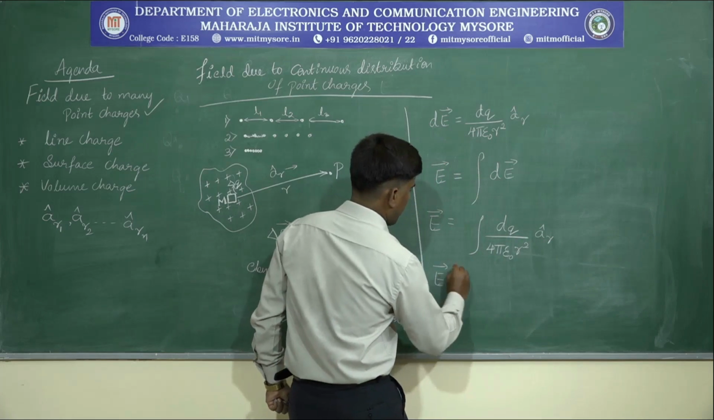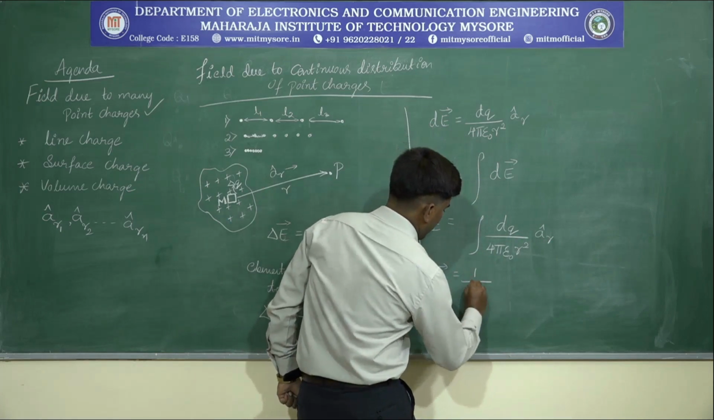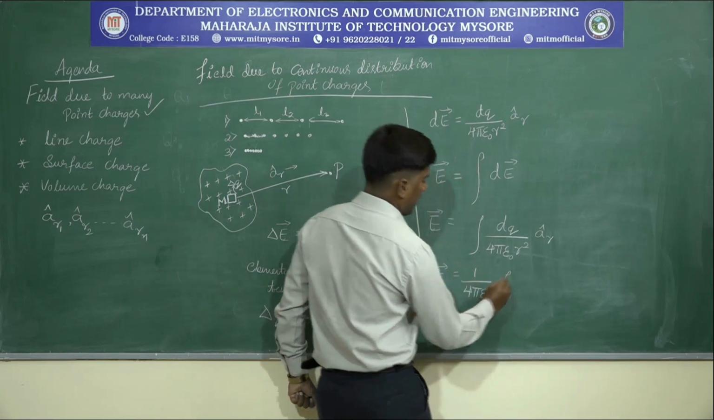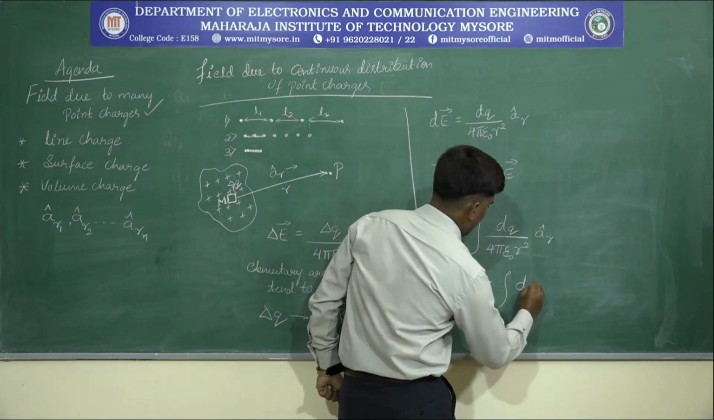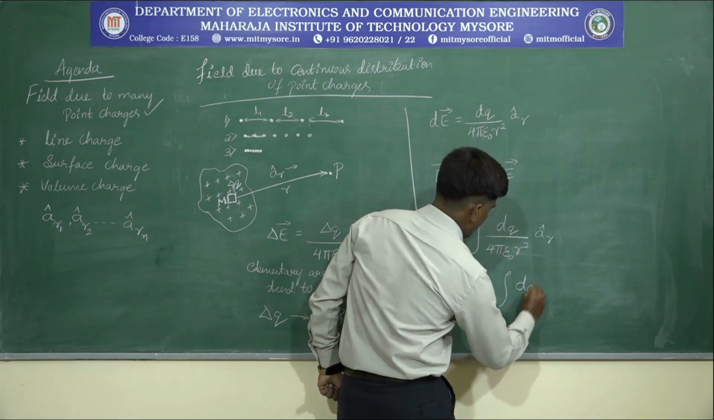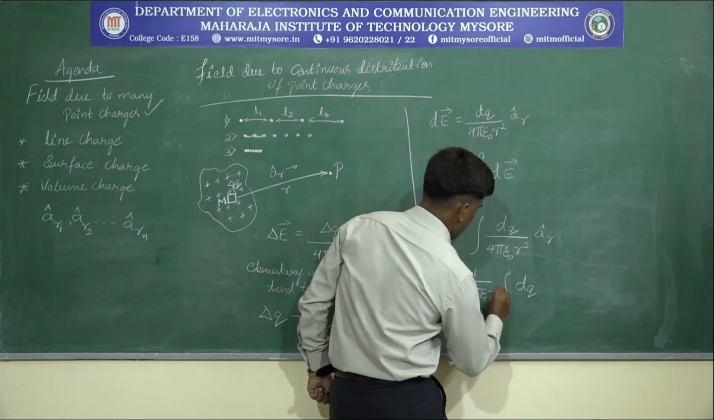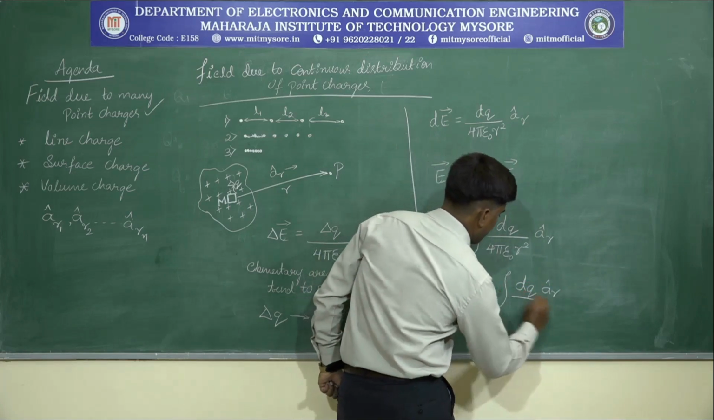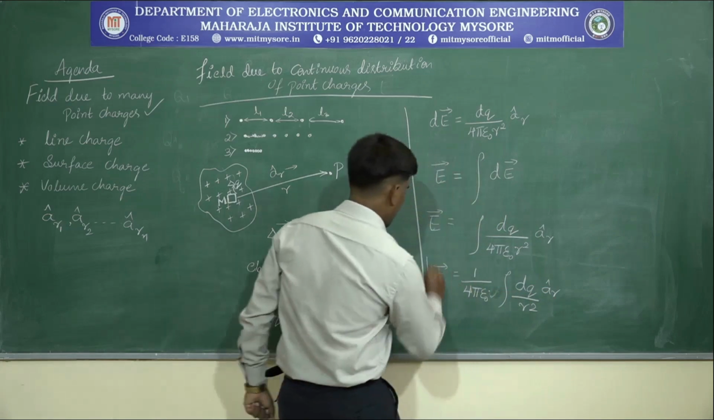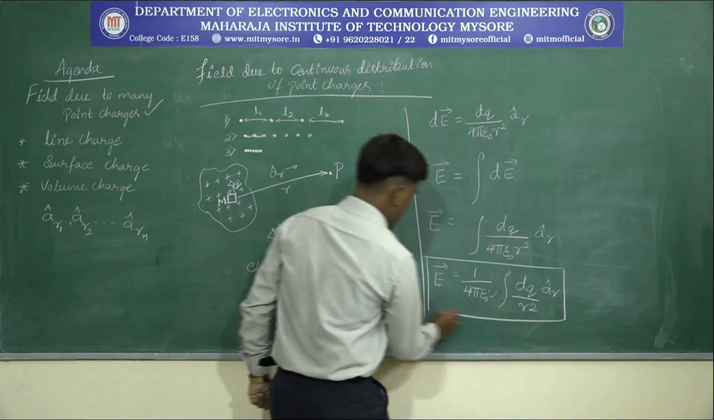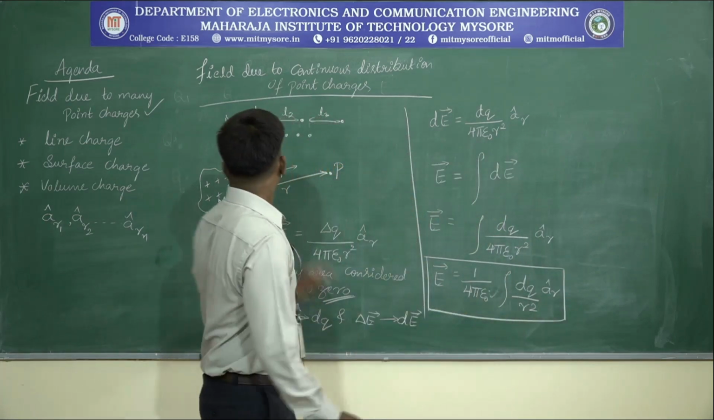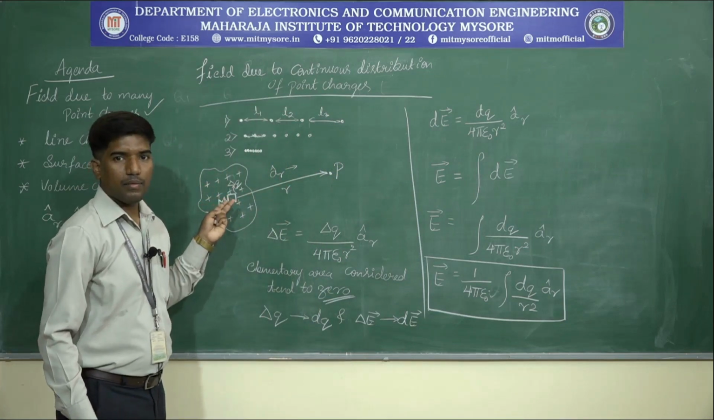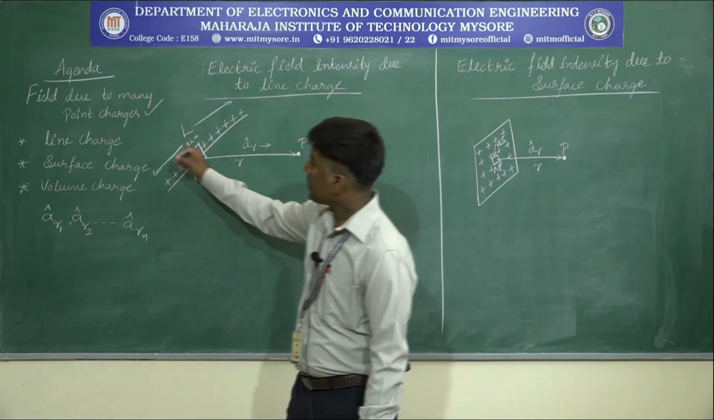Since 1 by 4 pi epsilon naught is constant, we can take it outside, and this can be written as E equals 1 by 4 pi epsilon naught integral of dQ by r square into a cap r. This is the equation which gives the electric field intensity due to an infinite number of point charges. Understood? Coming to the next topic.